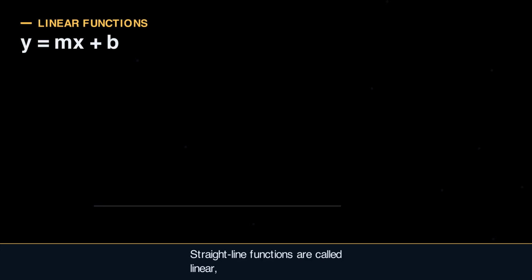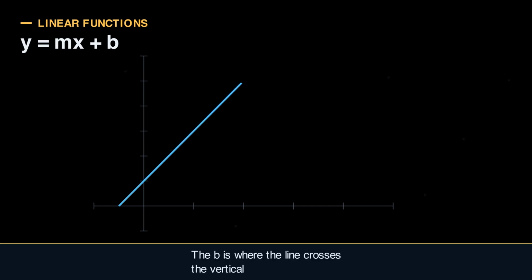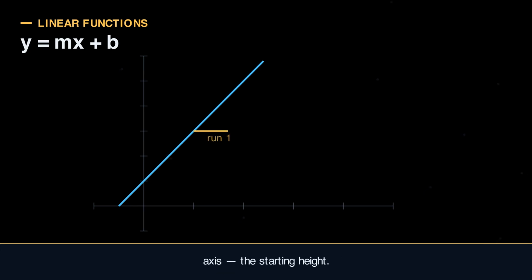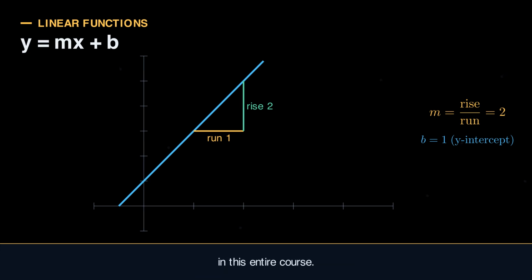Straight-line functions are called linear, and they have a tidy form: y equals mx plus b. The b is where the line crosses the vertical axis, the starting height. The m is the slope, how steeply it rises. A slope of 2 means every step right, 2 steps up. Slope will become one of the most important ideas in this entire course.